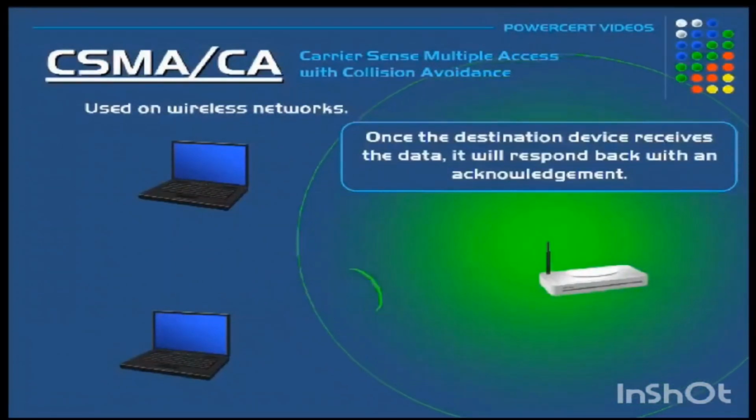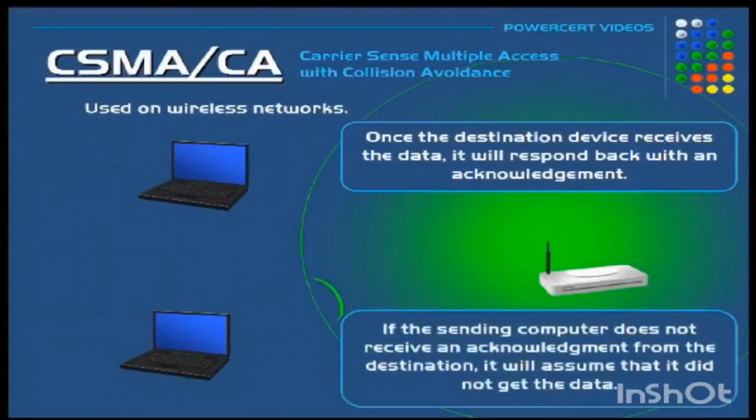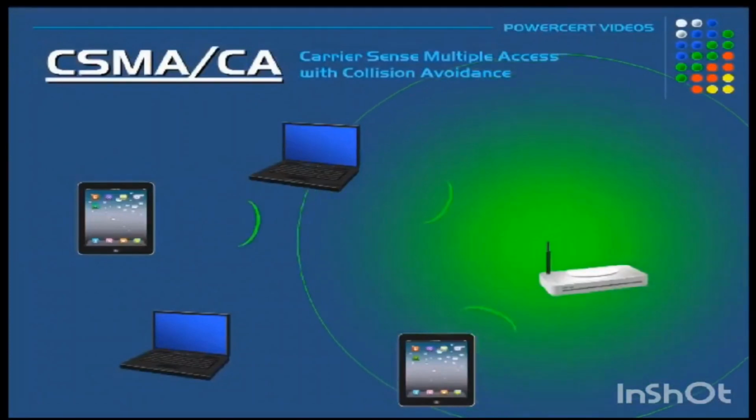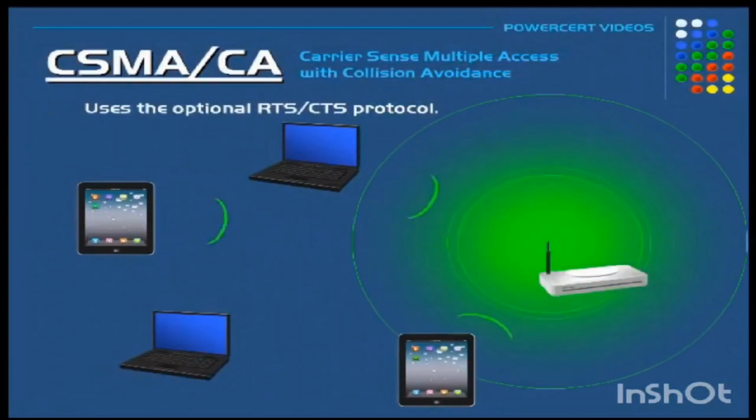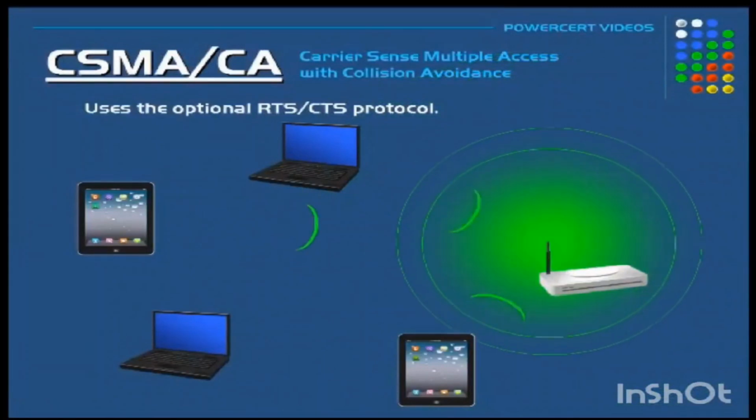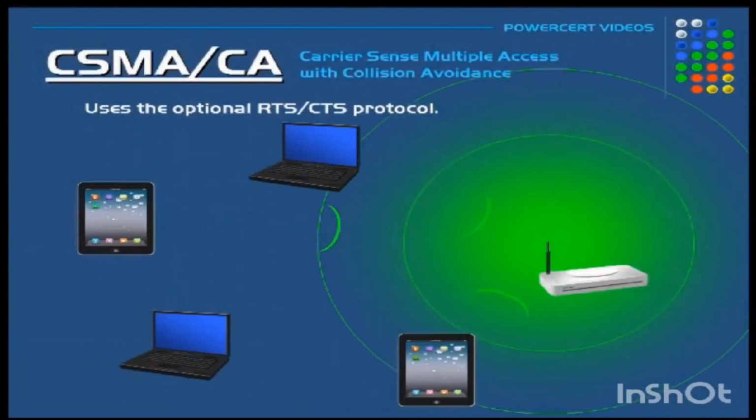Once the destination device receives the data, it will respond back with an acknowledgement, informing the sender that it received the data. If the sending computer does not receive an acknowledgement from the destination, it will assume that the destination did not get the data and it will start the process all over again. Another method that CSMA-CA uses to avoid collisions is the optional RTS and CTS protocol, which stands for Request to Send and Clear to Send. This is an optional protocol that is used by CSMA-CA on wireless networks.